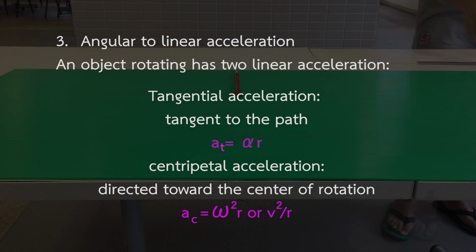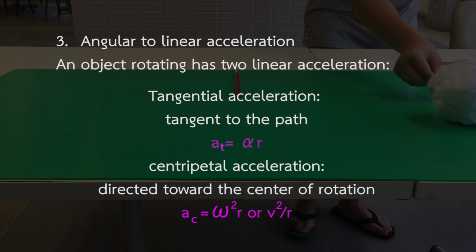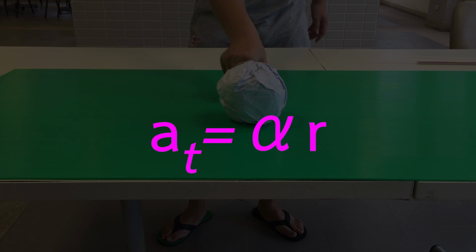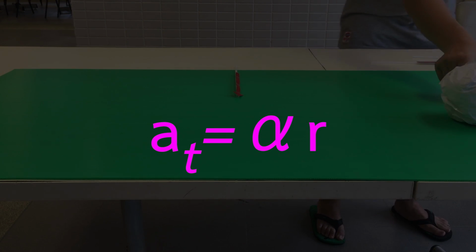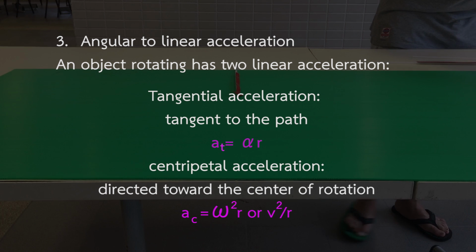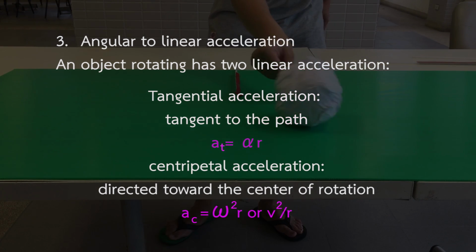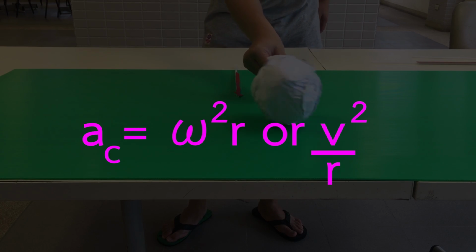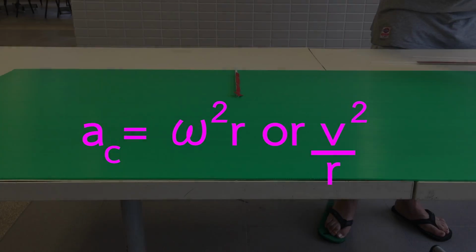An object rotating has two linear accelerations. The first is tangential acceleration. It is tangent to the path, which is a_t equals angular acceleration times r. The second is centripetal acceleration, which is directed toward the center of rotation. a_c equals omega square r or v square over r.